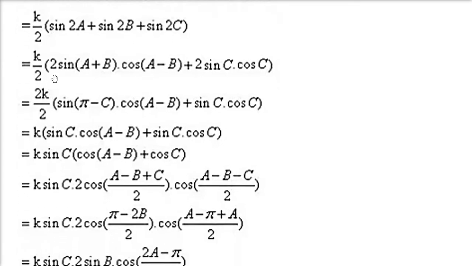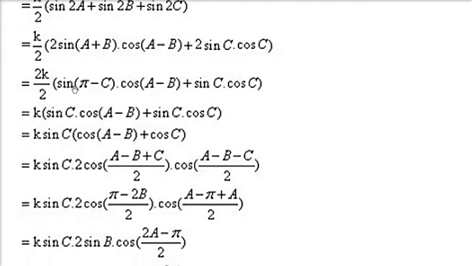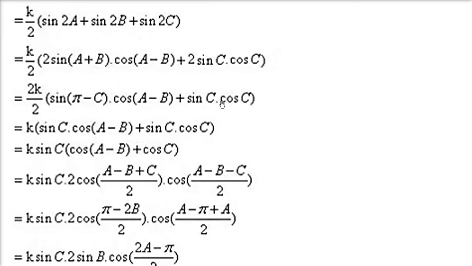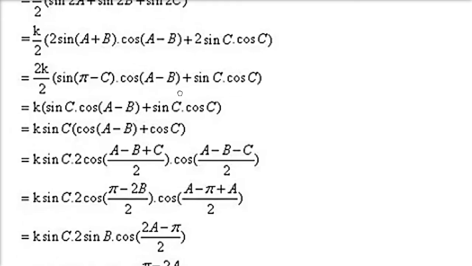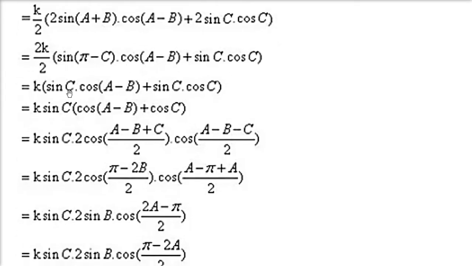Now, this a plus b can be written as pi minus c, because a plus b plus c is pi. So this a plus b is pi minus c. So this is sin (pi minus c), but we know that sin (180 minus theta) is sin theta only. And this will remain as sin c cos c. So when you get this, this is sin c, this is sin c. Take sin c common. What do you get? Cos (a minus b) plus cos c.